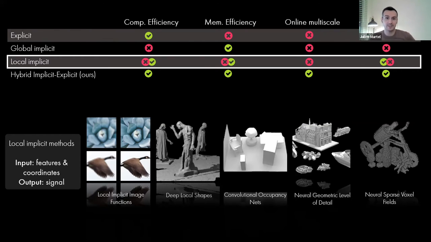And there's tons of super great work in this space, like local implicit image functions, deep local shapes, convolutional occupancy nets, neural geometric level of details, and neural sparse voxel fields. Those are usually more memory efficient than explicit representations, because you can have fewer subregions than if you consider one subregion would be a pixel in the extreme case. And it can be more computationally efficient than implicit representations, because you still only evaluate the signal locally.